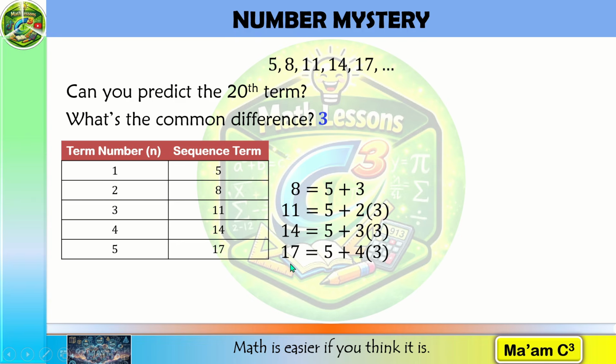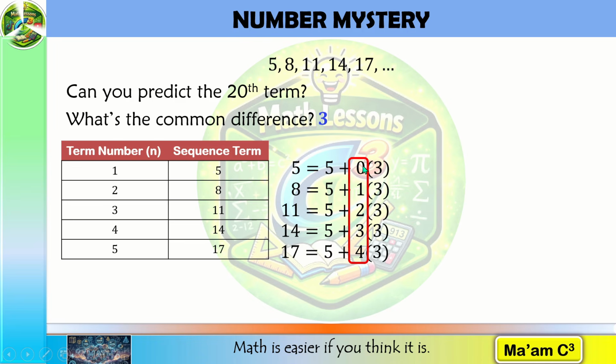Now, what do you notice in the multiplier of 3? The number that we multiply by 3. First, let me rewrite this using 8 equals 5 plus 1 times 3. 1 times 3 is 3 plus 5 is still 8. And then for the first term, I could write this as 5 is equal to 5 plus 0 times 3. 0 times 3 is 0 plus 5 is still 5. Now, here is the multiplier of 3. What do you notice? The number is increasing. Okay, that's a good observation.